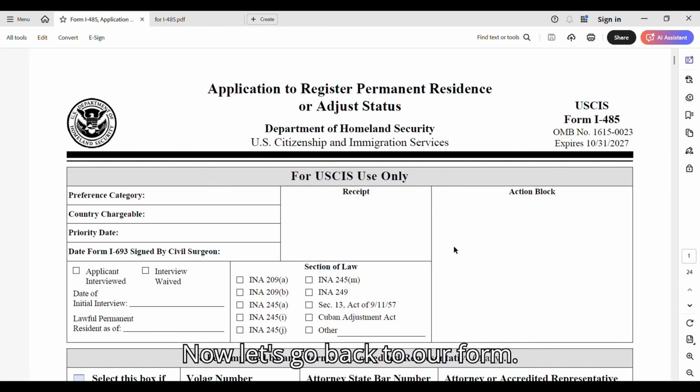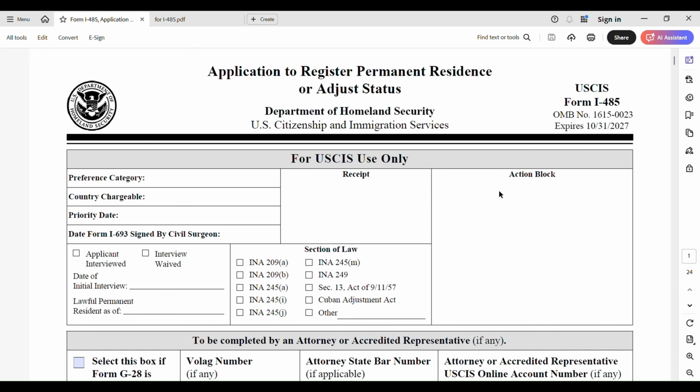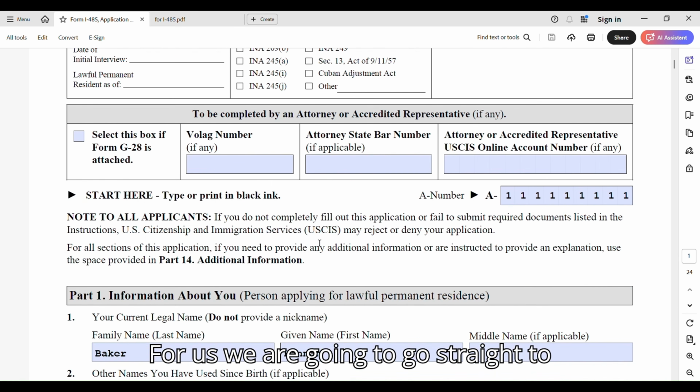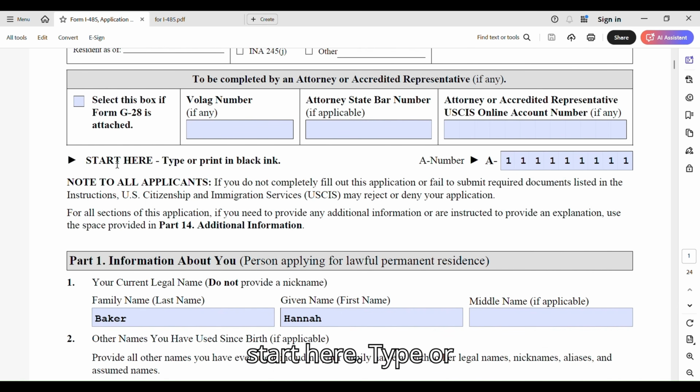Now, let's go back to our form. This form will expire on October 31st, 2027. This part right here is for USCIS use only. Do not touch it. And the bottom part right here is for an attorney if you use one. For us, we are going to go straight to start here.